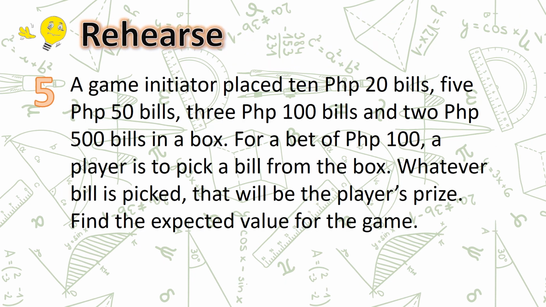Next, number 5. A game initiator placed 10 20 peso bills, 5 50 peso bills, 3 100 peso bills, and 2 500 peso bills in a box. For a bet of 100 pesos, a player is to pick a bill from the box. Whatever bill is picked, that will be the player's prize. Find the expected value for the game. Go.